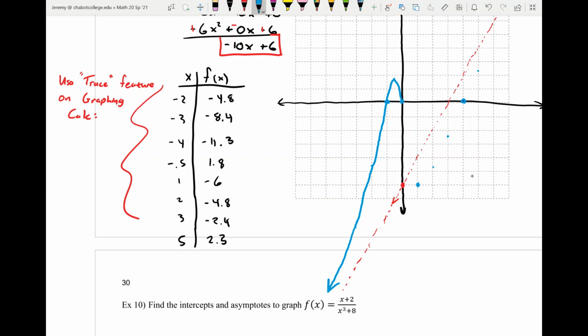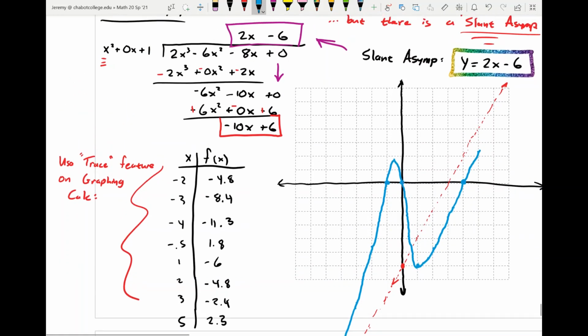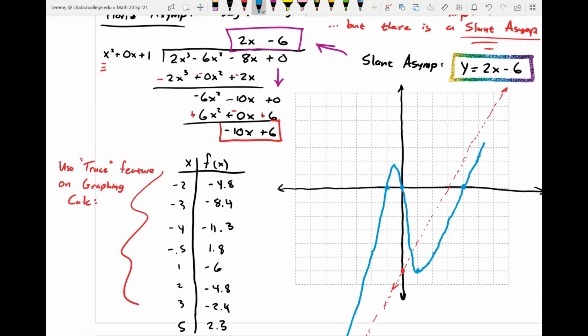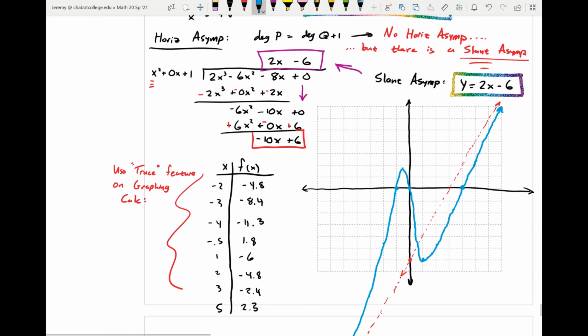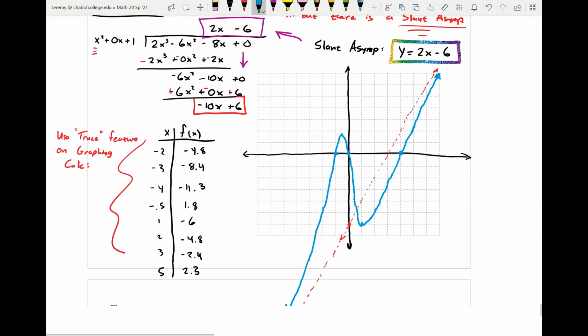And then what's interesting is on this side, the curve is going to go down, and it's going to go through that point there, and then it's going to sort of curve around. And then on the right, it's going to sort of approach that slant asymptote from below. So we are going to end up with a graph that looks like this.